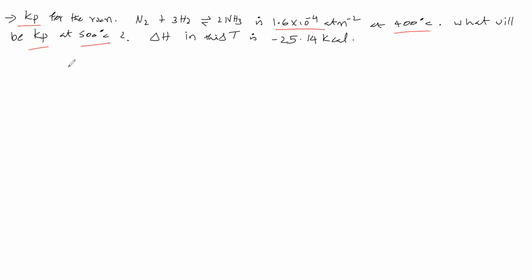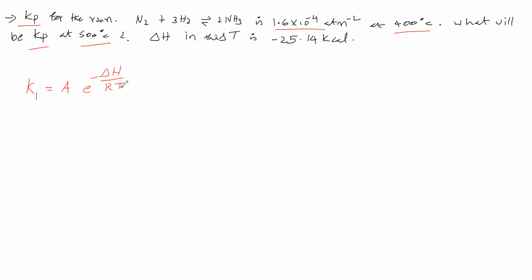That means they are handling Kp at different temperatures. So we have to see the relation between Kp and temperature. The relation is: equilibrium constant K is equal to A into e power minus delta H by RT. This K is called equilibrium constant, delta H is called enthalpy of reaction, T is called temperature. Okay. So now we have to take this relation.